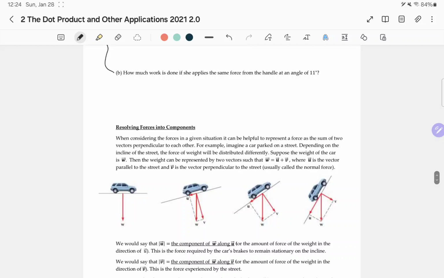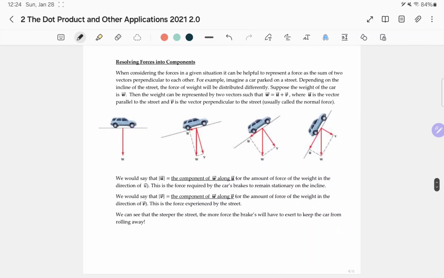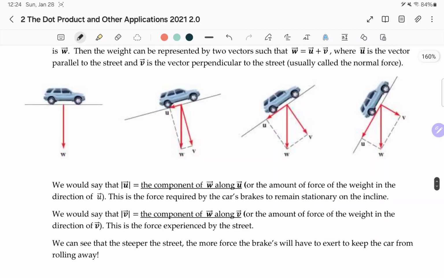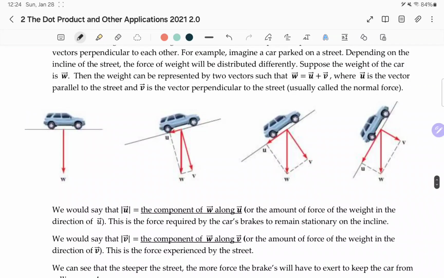There's something a little different called resolving forces into components. Anytime you have a force, so this is mostly a physics thing, but I guess math also uses it too. When you have a force vector, it's easy and good to break it up into components so you can see which direction things are going in. A really great representation of this is something on a slope. The force of gravity, for you physics students out there, pulls straight down towards the center of the earth, which is the same for everything.